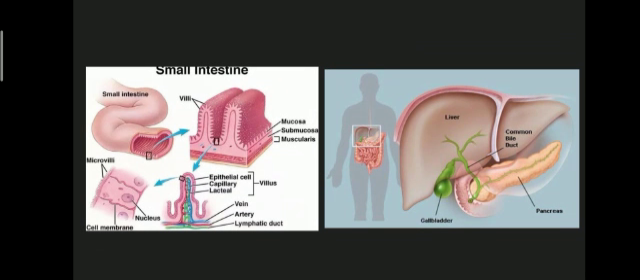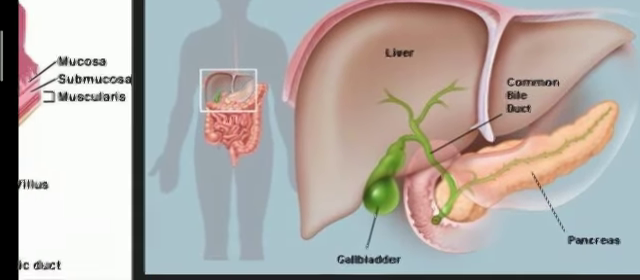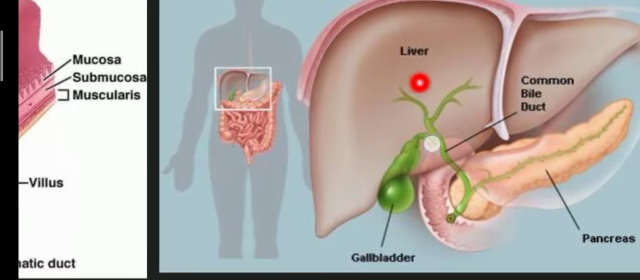Then we will be talking about bile. As I said, bile is produced in the liver and it is stored in the gallbladder. At the time of digestion, bile is released in the duodenum part of the small intestine.